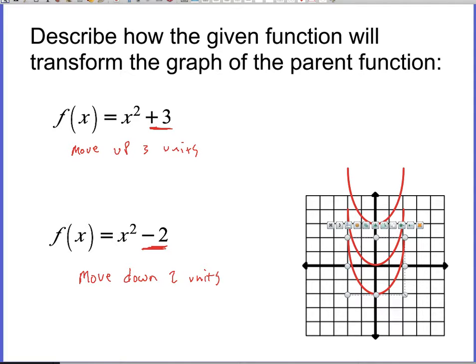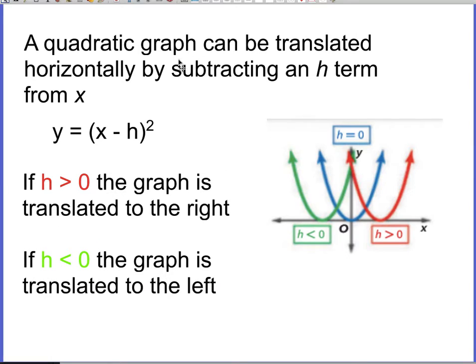Okay, next, that's not the only type of translation that we can make, though. Translating up or down is one direction, but we also have to be able to translate horizontally. So we can move left or right on the graph by using the constant h. And notice that it's going to look a little different this time. We've got x being where we would expect it to be in our function, but before we square it, we're going to add or subtract h.